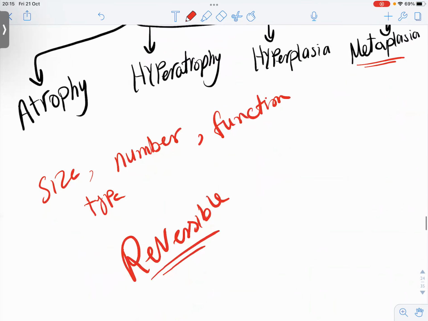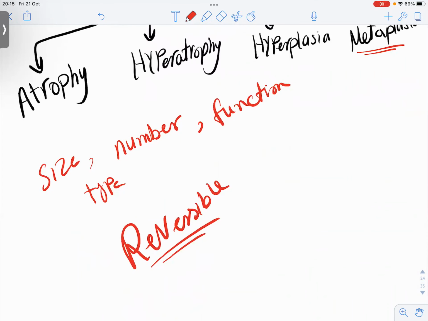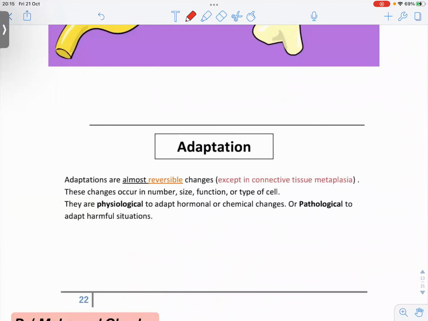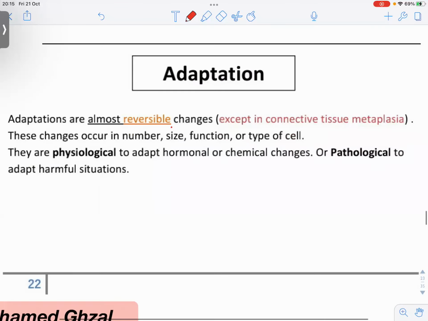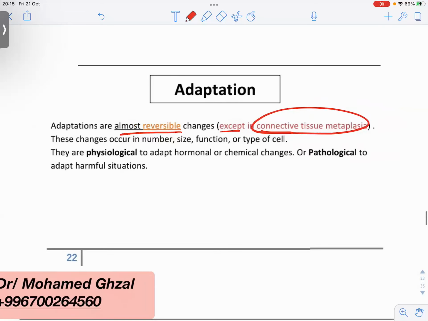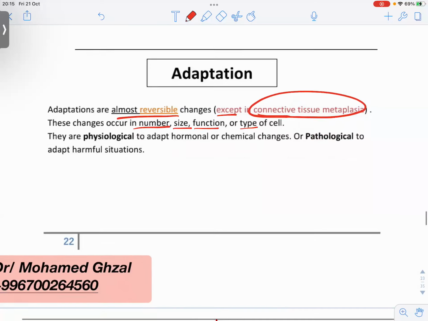So what change will occur in the cell? We say the change will be maybe in the size, maybe in the number, maybe in the function, maybe in the type of the cell. So adaptation is almost reversible change, except in something we will talk about later. These changes can occur in number, size, function, or type of the cell.